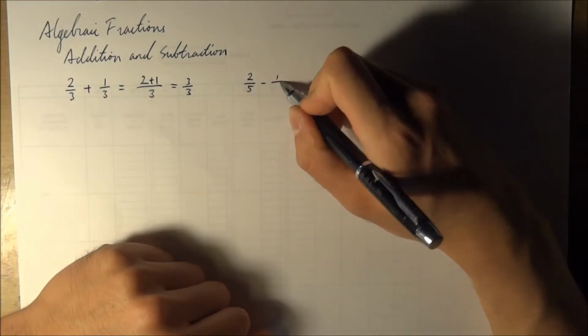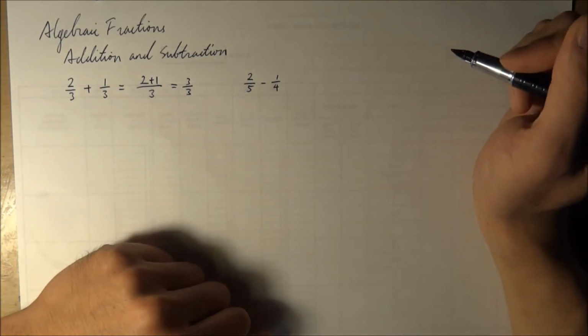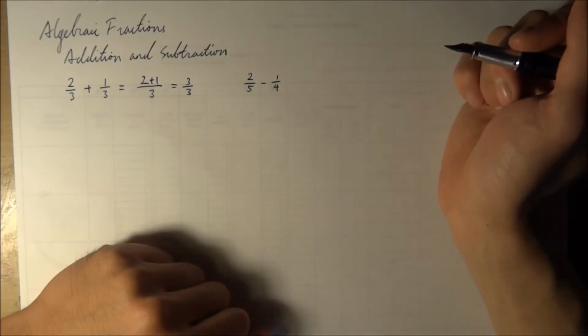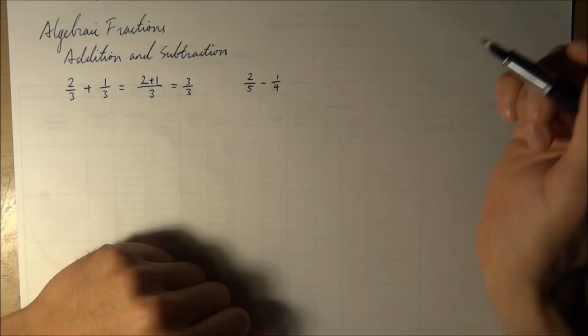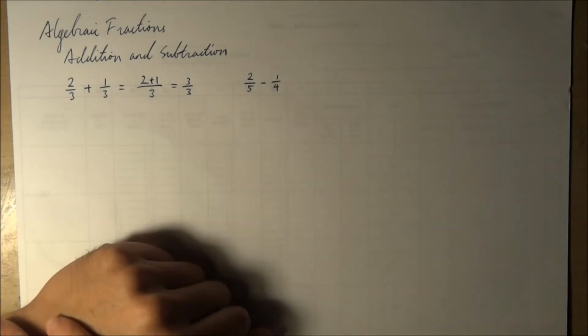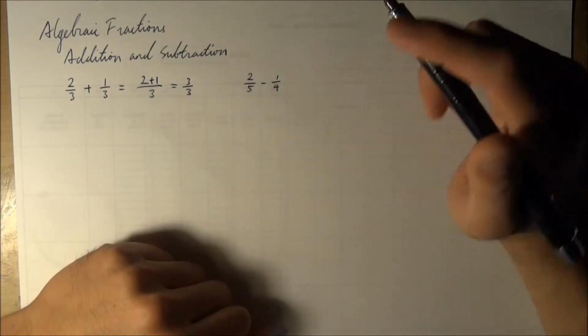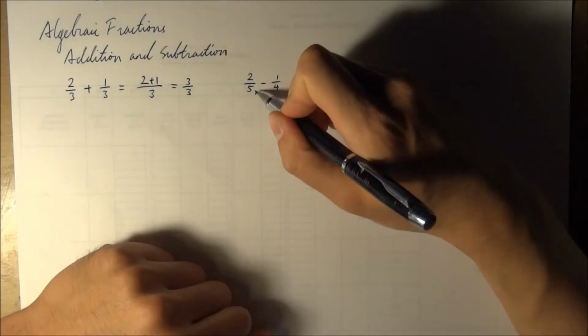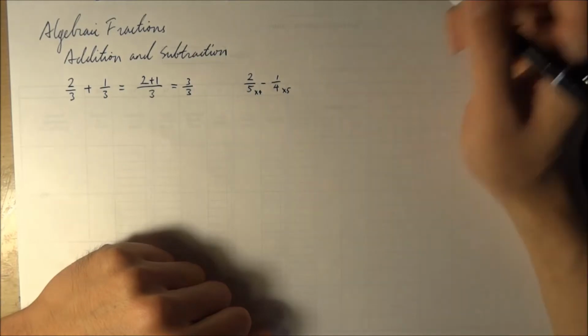2 over 5 minus a quarter, then we have to make the denominators equal by converting the two fractions into two equivalent fractions. So in this particular case, we can see that the multiple of 5 and 4 would be 20. So the process we have to go through is to turn both denominators into 20. So we multiply by 4 here, we multiply by 5 here.